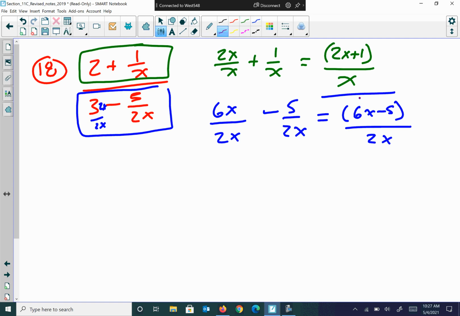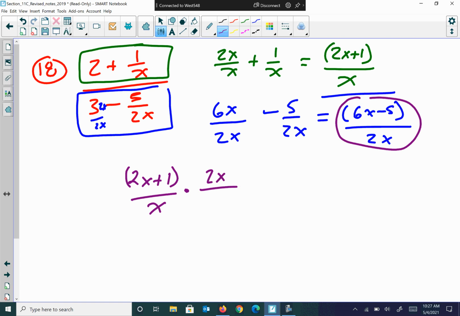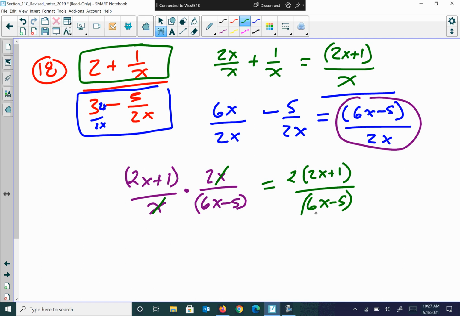When we multiply by the reciprocal, I'm going to flip this one over, times 2x over 6x minus 5. And this is one that's real easy to make the error on, but you have to realize those x's reduce, nothing else will. So I'm going to get 2 parentheses 2x plus 1 on top and 6x minus 5 on bottom. Is that all right?